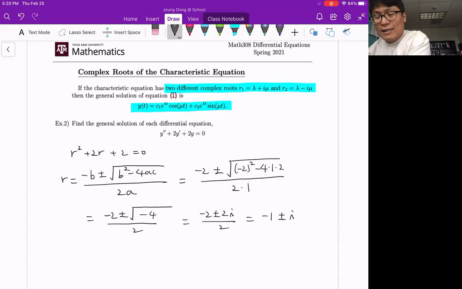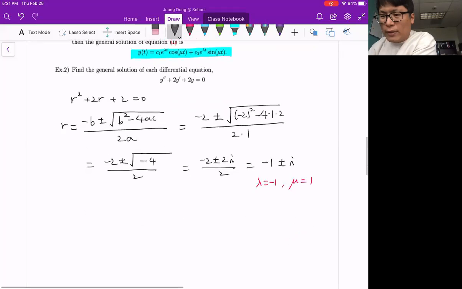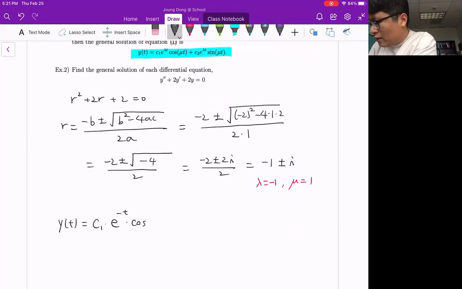So in this case, minus 1 is lambda and 1 is mu. Let me write it for you. Lambda is minus 1, which is the real part, and mu is the imaginary part. And that's it. You don't have to worry about the theory, you just write the general solution directly. Your y(t) is equal to c1 e to the minus t cosine mu t plus c2 e to the minus t sine of mu t. That's it. Is it easy?